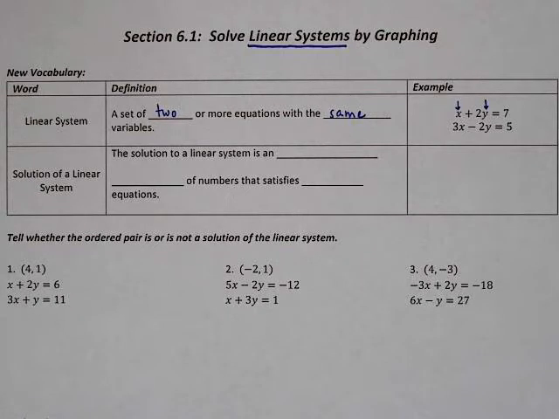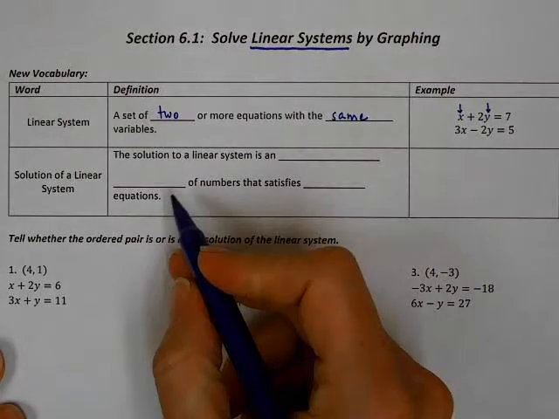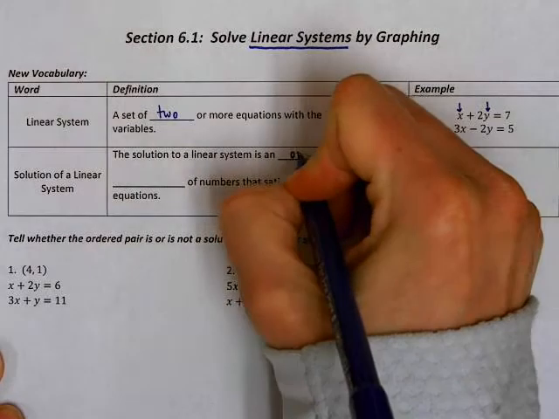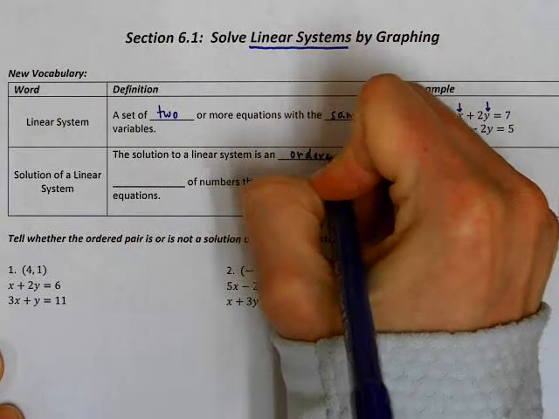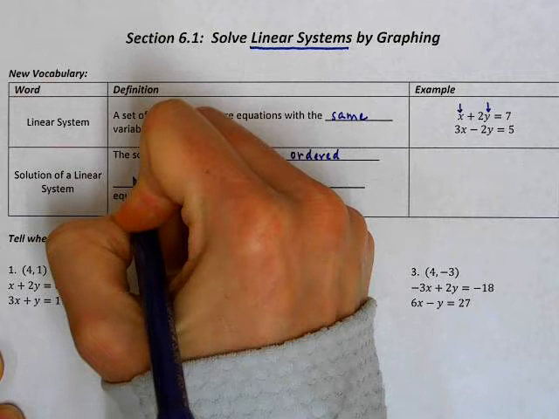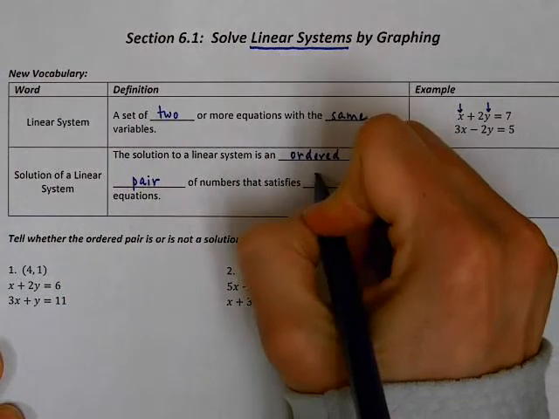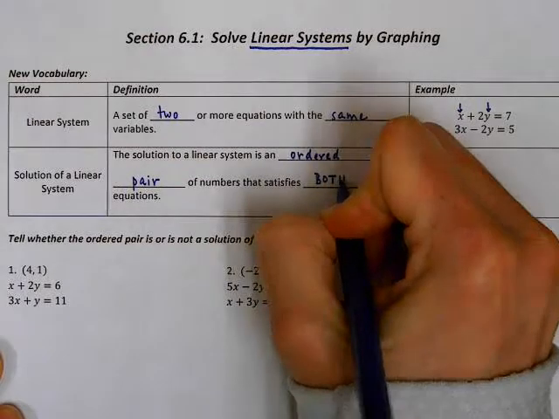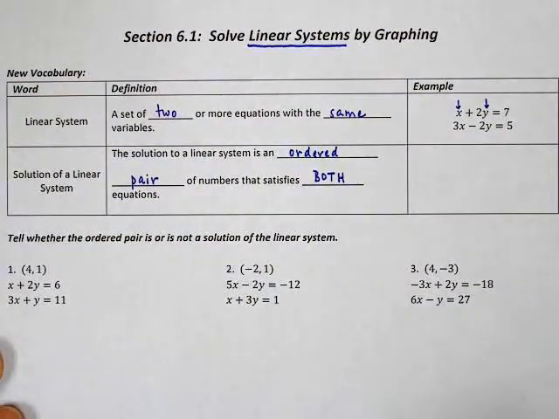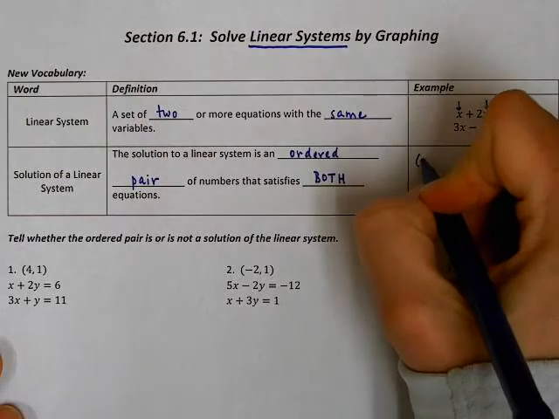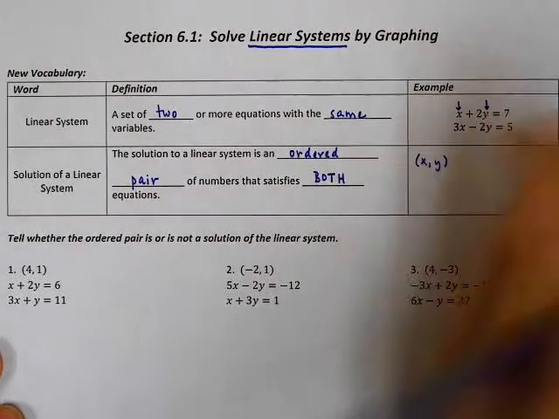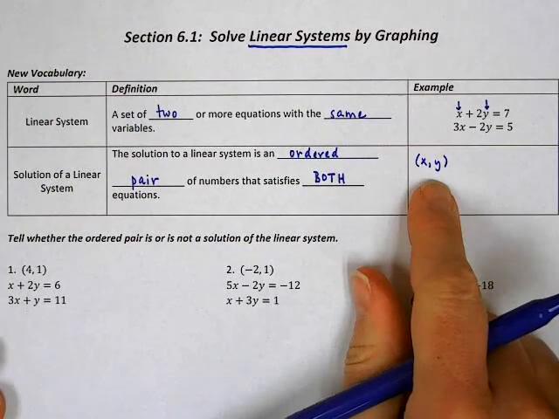So in this chapter, we're going to be looking for solutions of linear systems. And for linear systems, the solution is an ordered pair of numbers that satisfies both equations. So in this chapter, our solutions are going to look like ordered pairs, and we know that those have an x and a y coordinate.